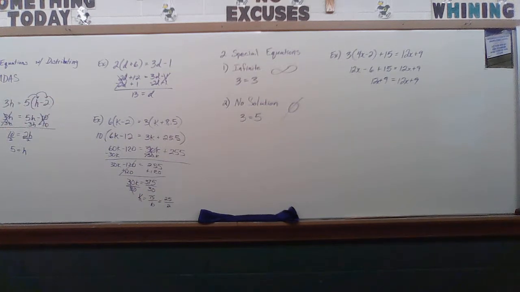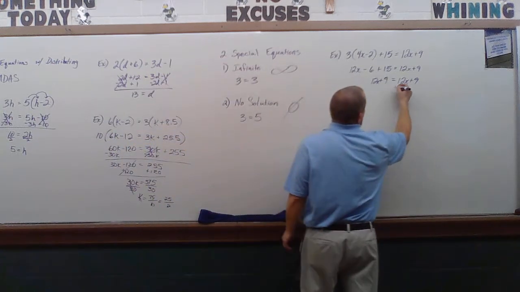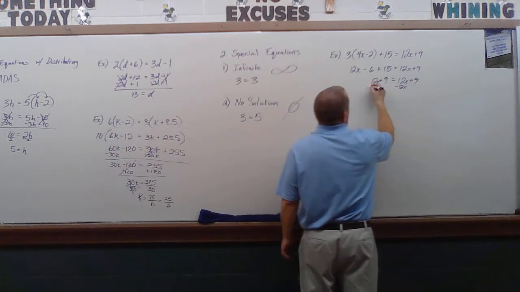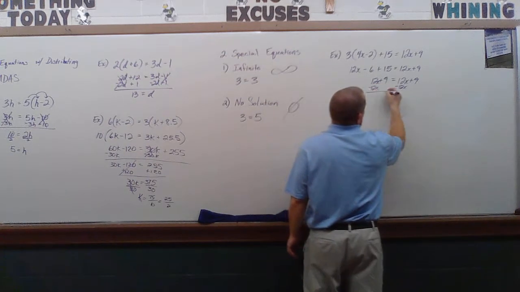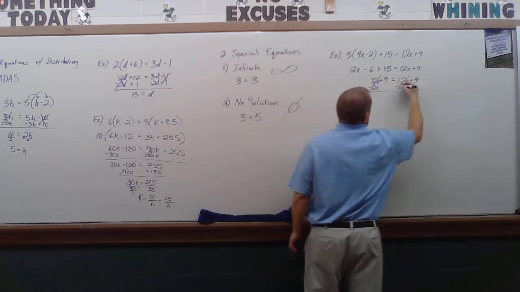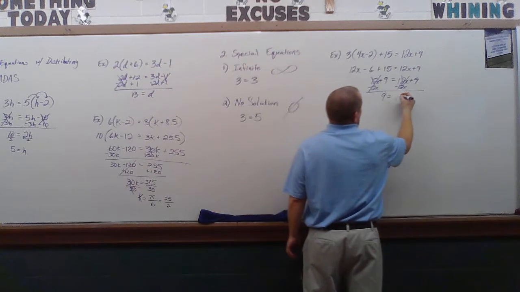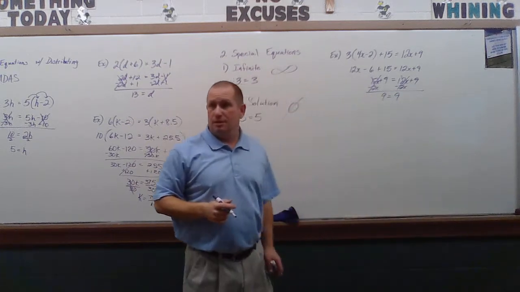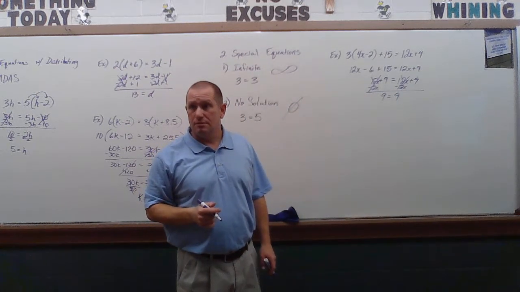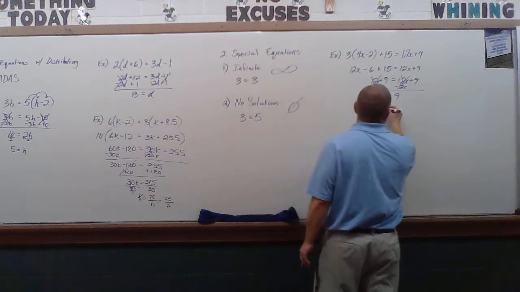Okay? Now, if you're going fast and you're trying to go through the problems and get your variable alone, that's fine. If I try to get my variable alone, it doesn't matter which way I move it, I'm going to subtract 12x from both sides. They cancel each other out, and I'm left with 9 equals 9. So what's my answer? Infinite number of answers.